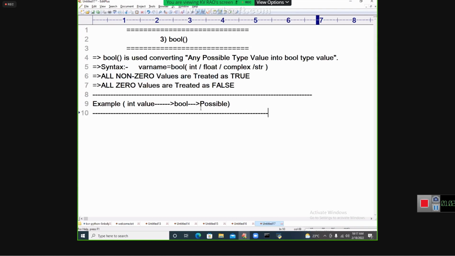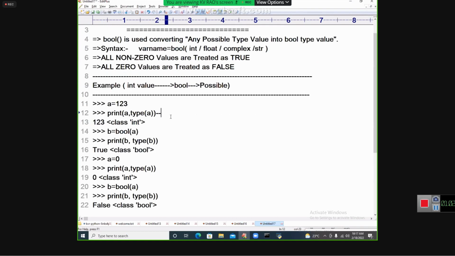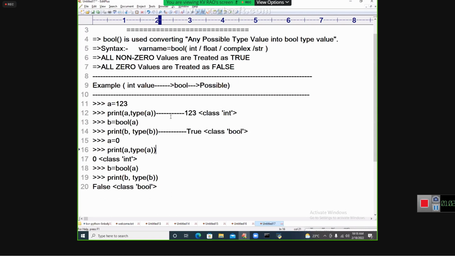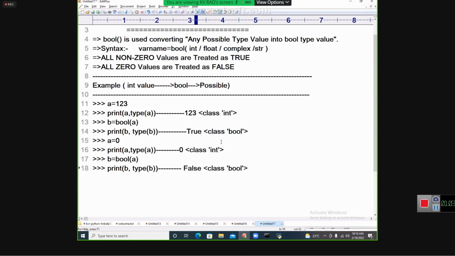Whatever I said, please fix in your brain so that your career is beautiful. Here, the value 123 is called true. And A is equal to this one; I am saying this and I got this. And for this one, the value is false.